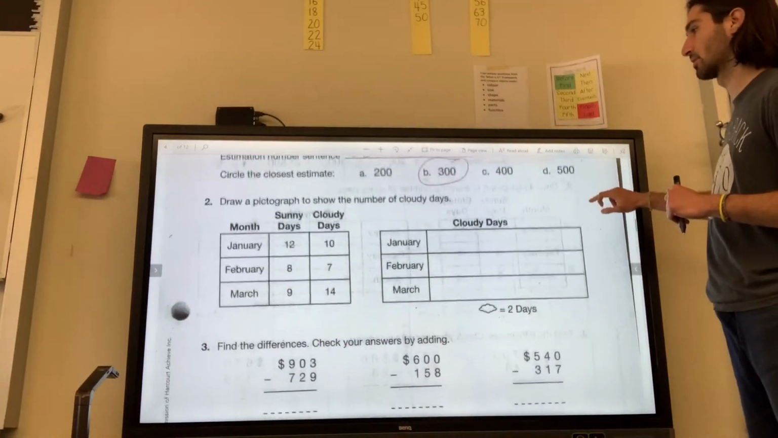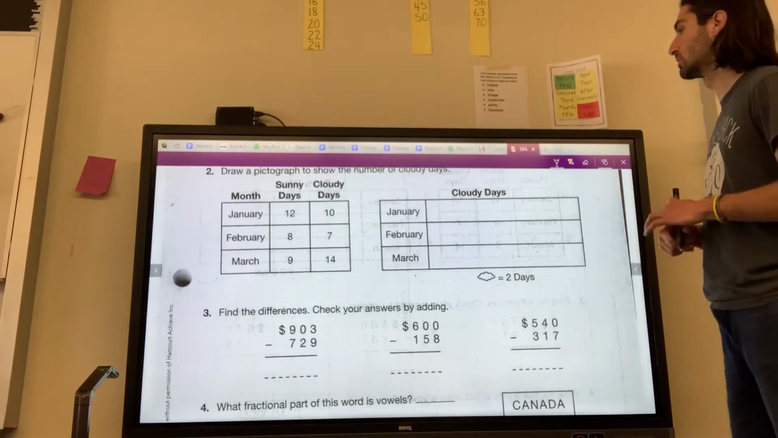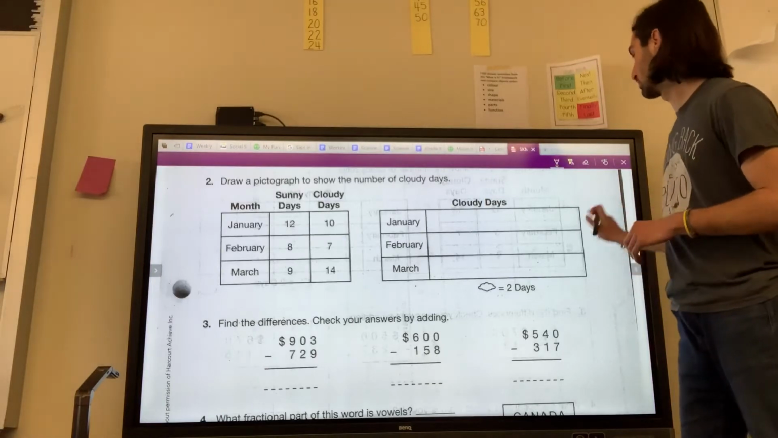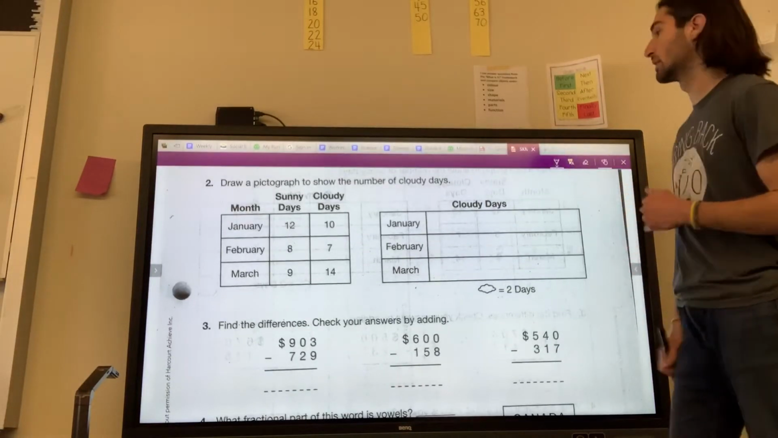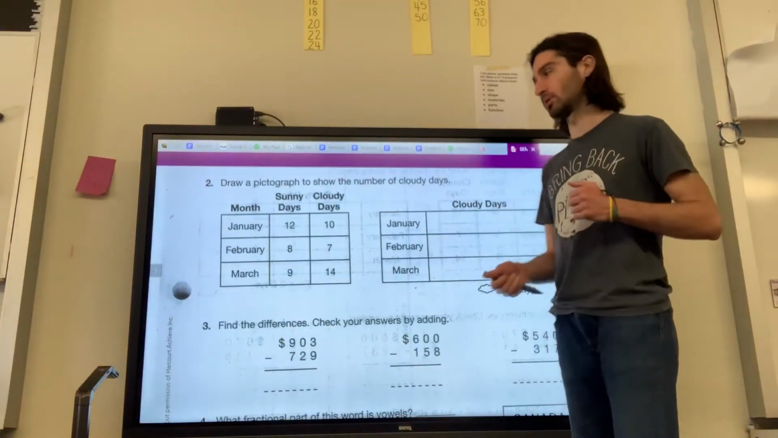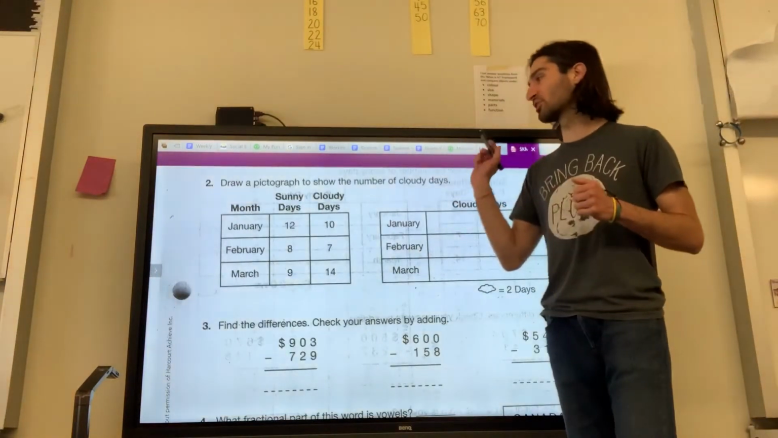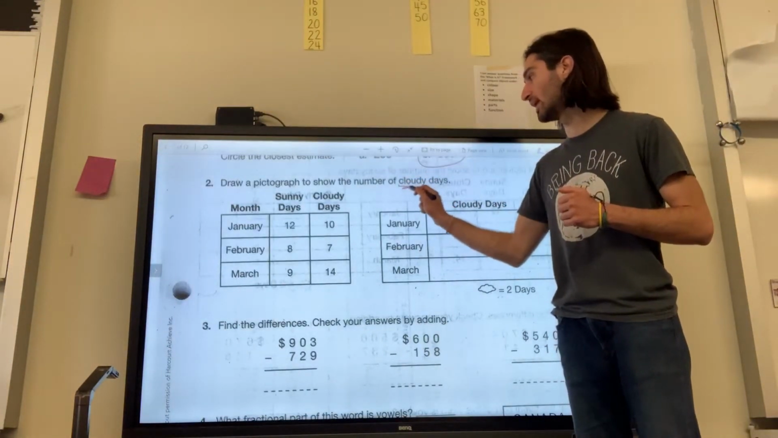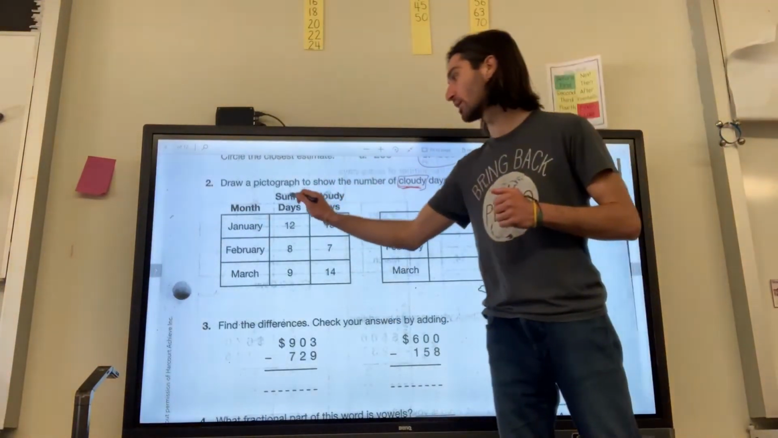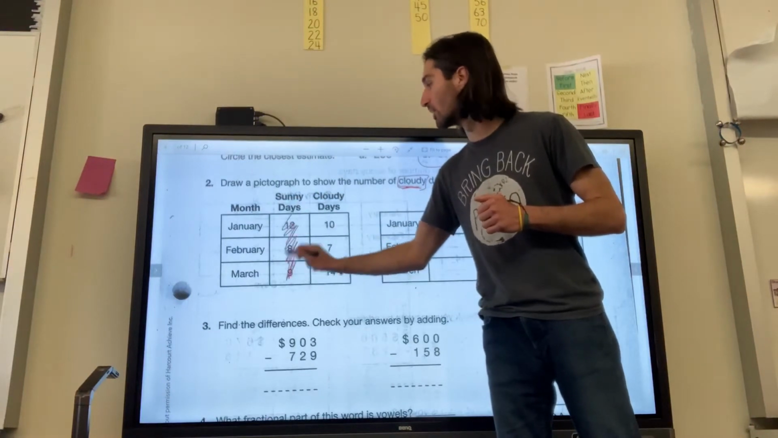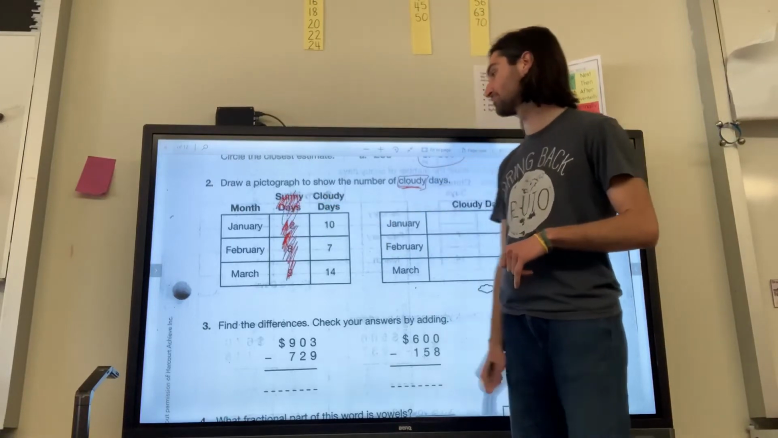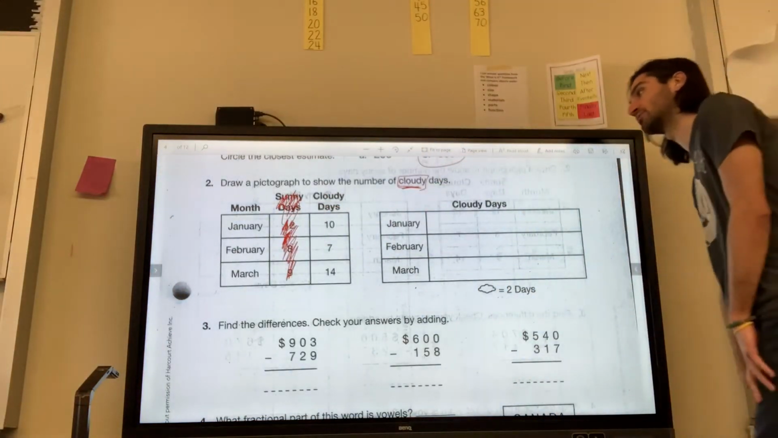All right. Question 2. Draw a pictograph. A pictograph is a graph with pictures in it, okay? To show the number of cloudy days. So we care about cloudy days. So we look at this graph. It has sunny days. We do not care about the sunny days, so I just cross that out so I don't get mixed up. We only care about the cloudy days.